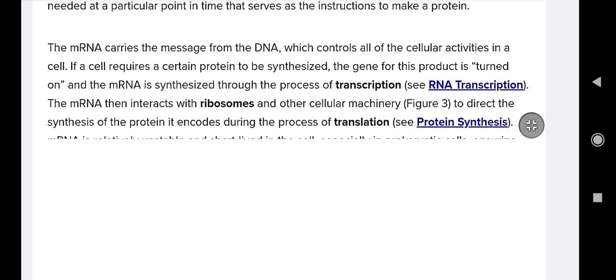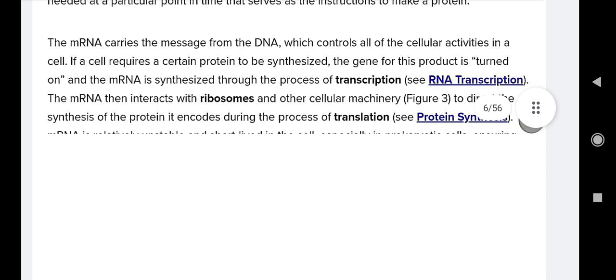Then the mRNA comes out from the nucleus, from the nuclear membrane, with the help of transport proteins found within the nucleus, and then the mRNA will interact with the ribosomes found in the cytoplasm or on the surface of the rough endoplasmic reticulum. They interact with the ribosomes and other cellular machinery to direct the synthesis of the protein that it encodes.